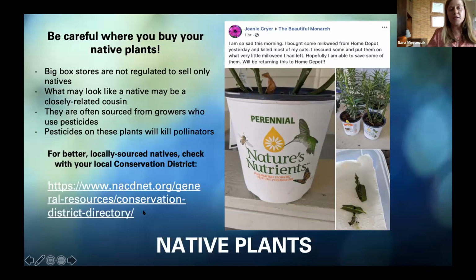So the first place I would suggest that you look for local plants for yourself in the United States is your local conservation district. In our area, it's called the Soil and Water Conservation District. It may be by different names, but if you follow this link, you'll find a listing for your area, and they can help you find native plants.